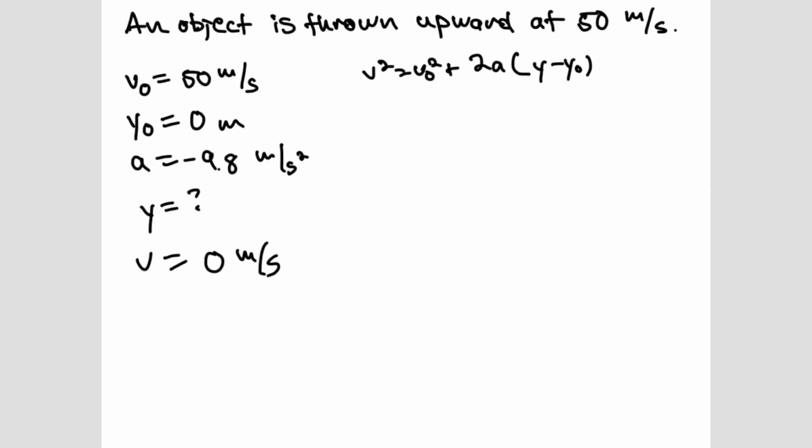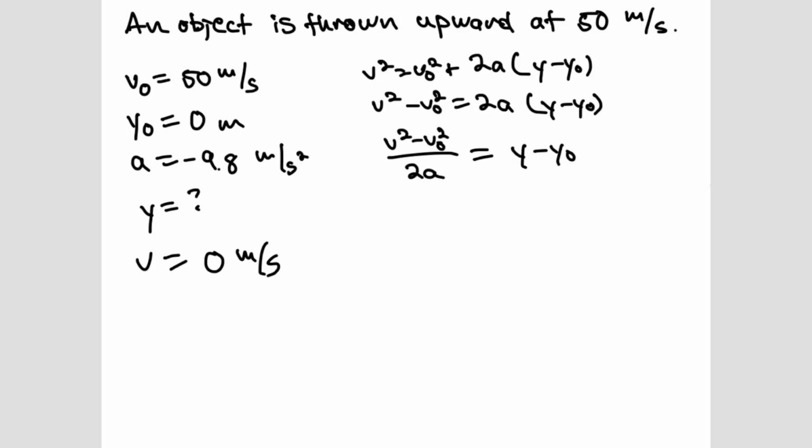Now I begin isolating for the variable y. This gives us v squared minus v naught squared, which is equal to 2a times y minus y naught. This is equal to v squared minus v naught squared divided by 2a, which is equal to y minus y naught. Then I just add y naught to both sides to get that y, or the final maximum height in this case, is equal to that plus y naught. Now that I've isolated for y, I can just start plugging in variables.